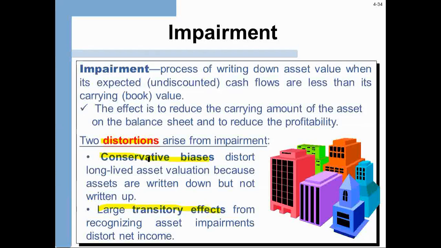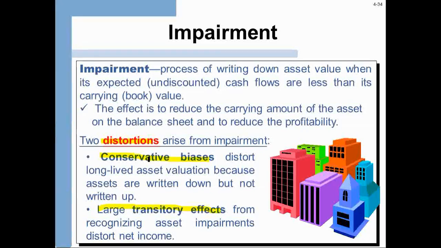So first of all, conservatism bias. When we calculate impairment according to the conservatism principle, then we always write down the value of the asset. We don't write up the value of the asset. So it creates a conservatism bias, that is why we always write down the value of the asset rather than writing up the value. Second is the large transitory effect from recognizing asset impairment. It basically affects our net income, whenever we calculate the impairment as an expense or as an impairment loss, then our net income will be undervalued.